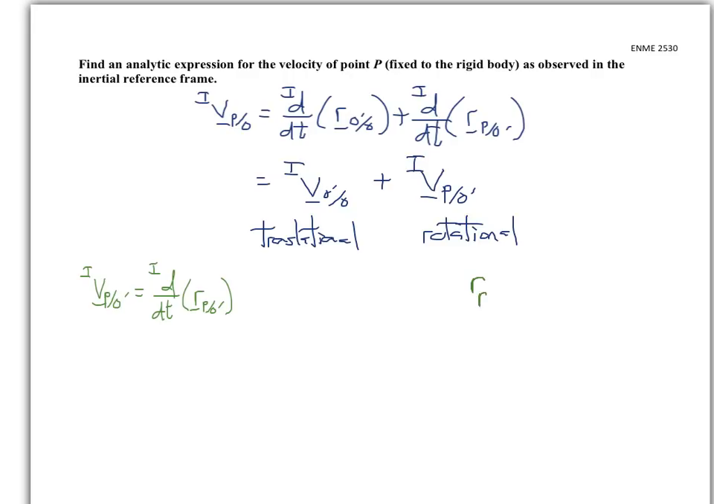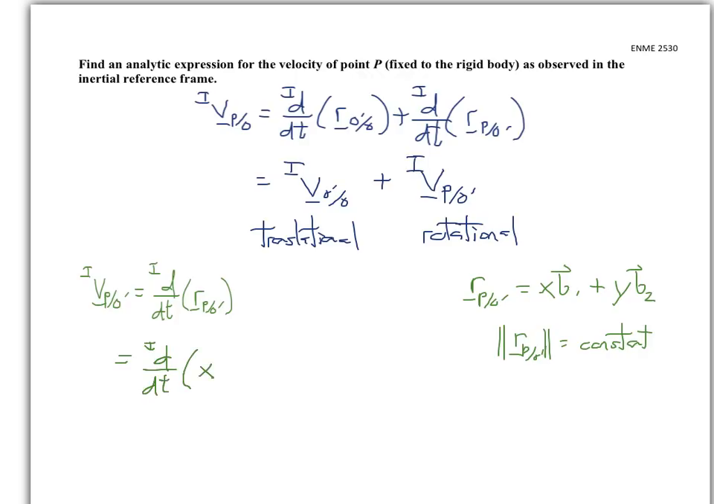So the vector we're writing is r P with respect to O prime, and that's equal to a distance x in the B1 direction plus a distance y in the B2 direction. We're only dealing with planar kinematics, so there isn't a B3 direction. We're all in the same plane, so it would be 0 in the B3 direction. And recall that we said that the norm of r P with respect to O prime is constant. And so in our expression, we take the time derivative, as observed in the inertial reference frame, of x in the B1 direction plus y in the B2 direction.